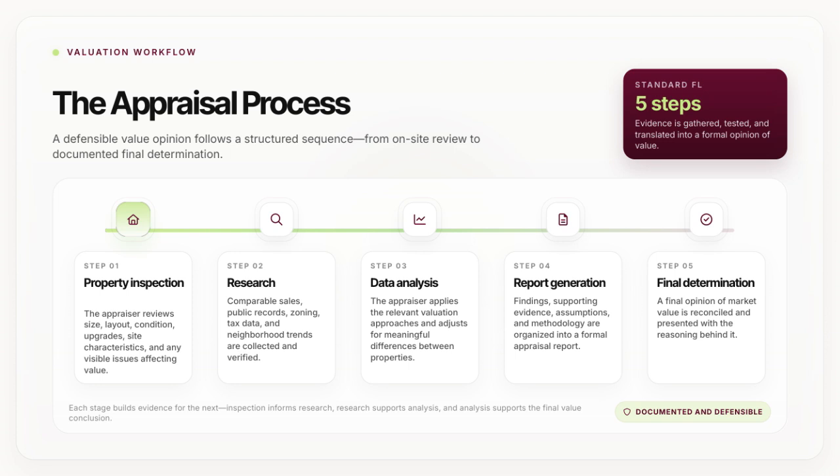Next is the research phase. The appraiser collects and verifies data such as comparable sales, public records, zoning information, tax data, and neighborhood trends. This helps ensure that the valuation is grounded in the current market context. Then comes data analysis. The appraiser applies relevant valuation methods, carefully adjusting for meaningful differences between the subject property and comparables. This analytical step transforms raw data into well-supported value indications.